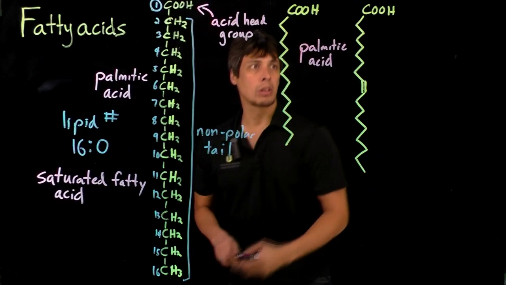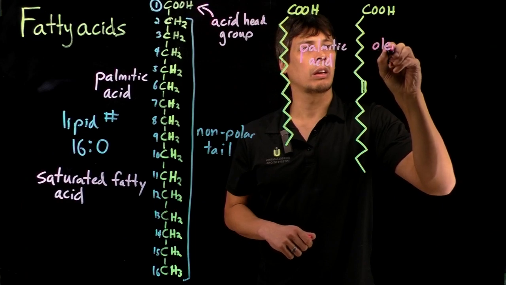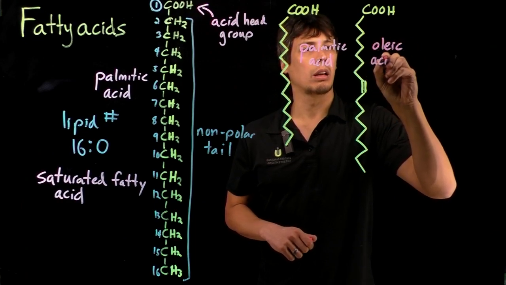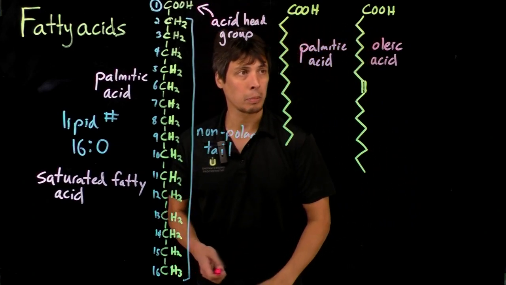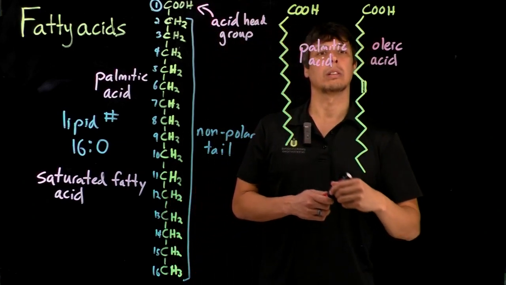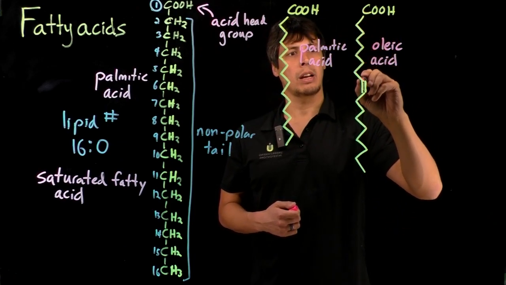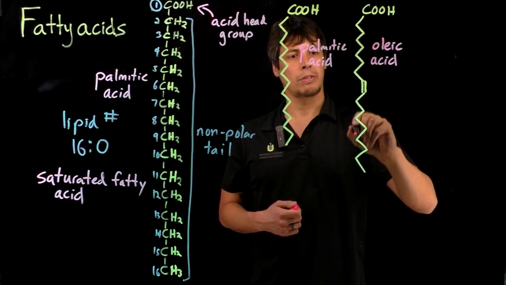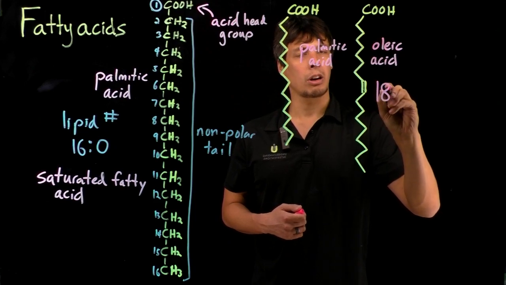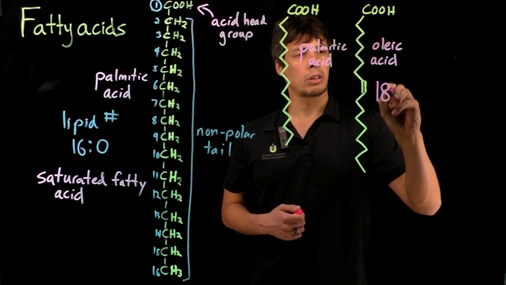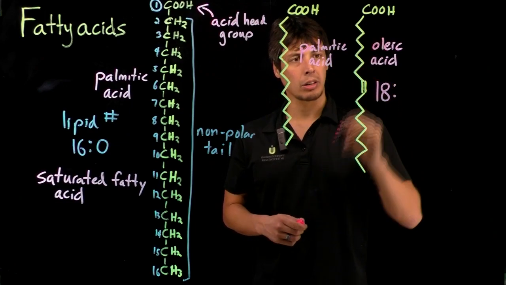Okay, so this has a general name of oleic acid. And the lipid number for this is, again, we have 1, 2, 3, 4, 5, 6, 7, 8, 9, 10, 11, 12, 13, 14, 15, 16, 17, 18. So the first number is 18. That's the number of carbons within the chain, colon. And then we have a double bond at the 9 carbon.